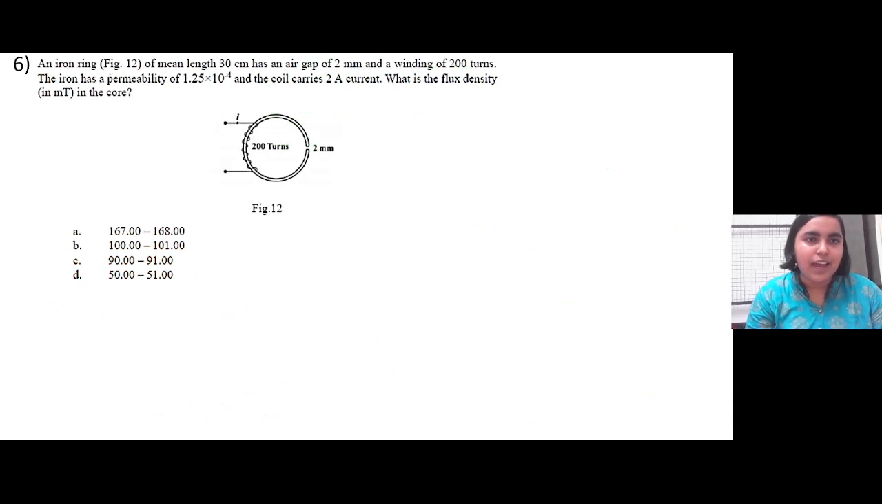In this case, it is an iron ring with a mean length of 30 centimeter. It also has an air gap of 2 millimeter and a winding of 200 turns. The permeability of iron is given, which is mu r of iron. Here the current is given. What you have to find is the flux density in millitesla. So you have to find Bc, which is phi by A, right? Yes, ma'am, it's a similar kind of problem.